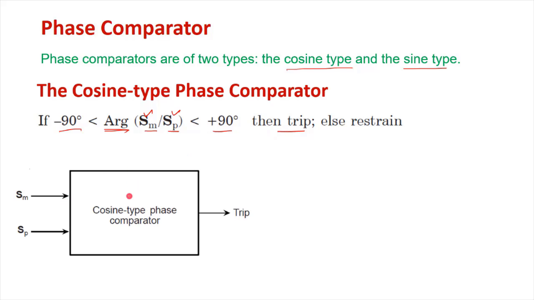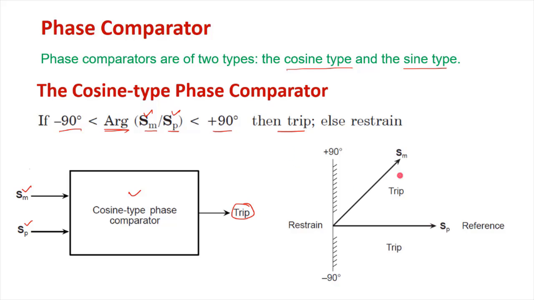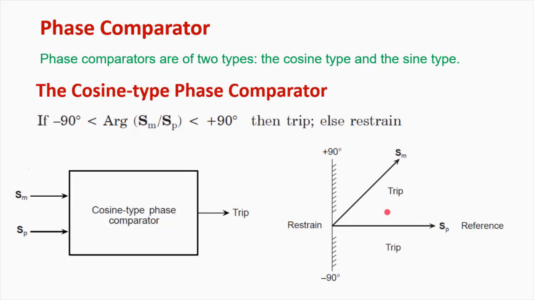If we have a block diagram of the cosine type phase comparator, we are giving two signals, one is the measured signal and the other is the polar signal. Then it gives the trip signal when the argument of SM by SP lies between minus 90 degree and plus 90 degree. That means this will be your trip region, and this is your restraining region. Whenever SM is lying in this region, the comparator is restraining, and when it is lying in this zone, it is giving the trip signal.